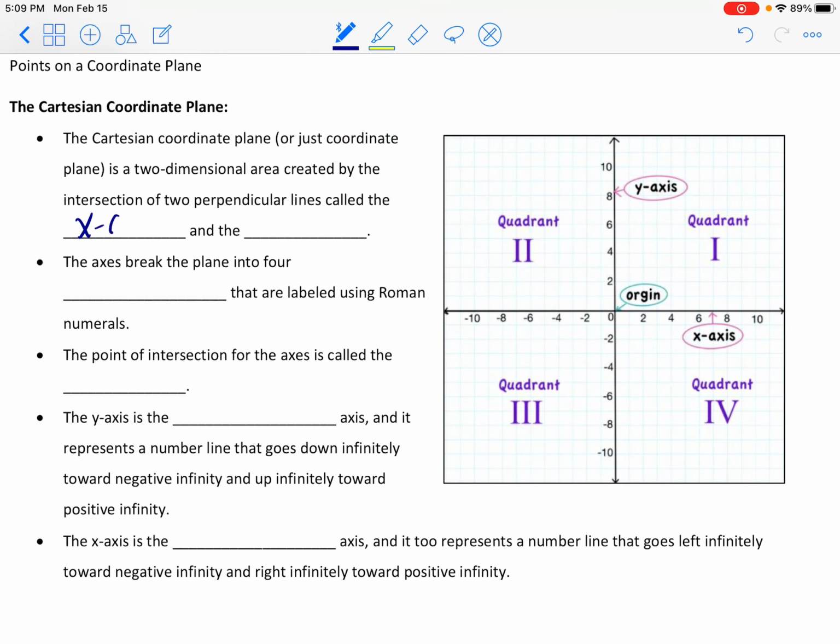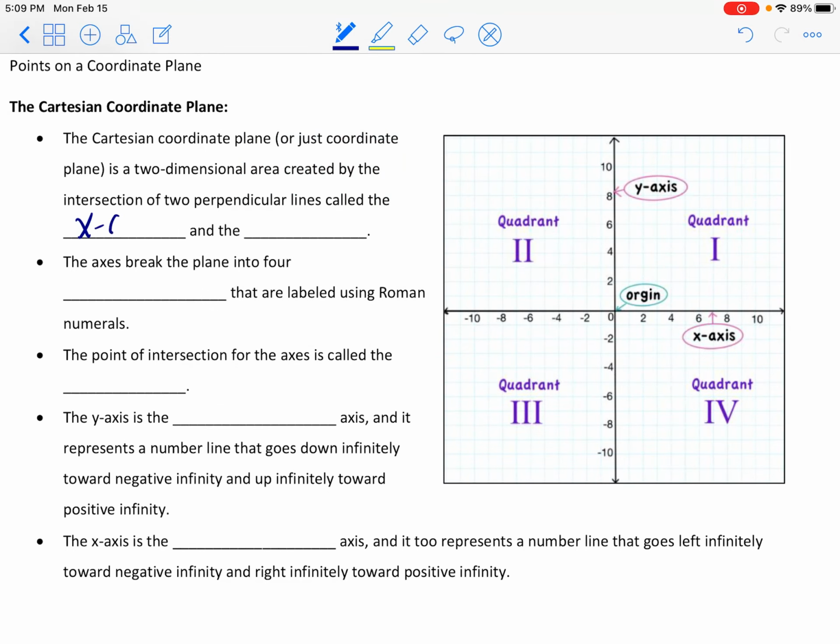They are perpendicular, and one of them is referred to as the y-axis, that is the vertical one, and one is referred to as the x-axis, that is the horizontal one. And again, those are what intersect to create this coordinate plane, okay?